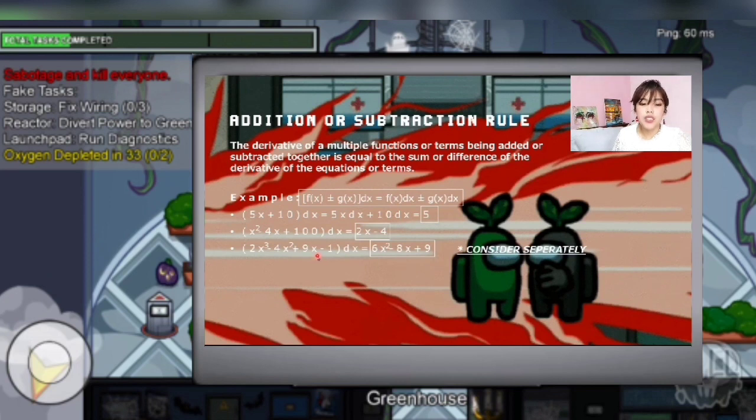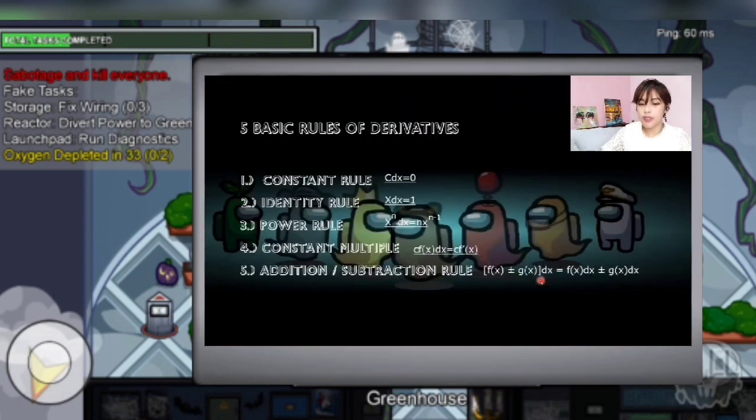So again, we are going to apply the power rule. What is the exponent of 9x? It's 1. So 1 times 9 is 9. After multiplying it, subtract 1 from the exponent. 1 minus 1 is 0. So we are left with 9. Minus 1. So what is the derivative of 1? 1 again is an element of the real numbers, and in the constant rule, the derivative of any real number is 0. So our final answer should be 6x squared minus 8x plus 9.